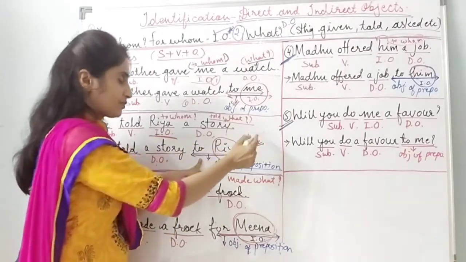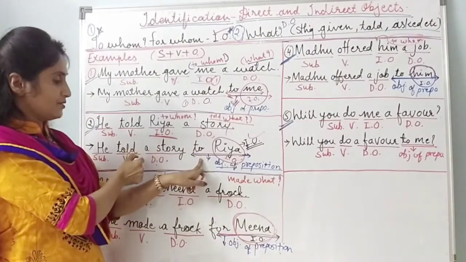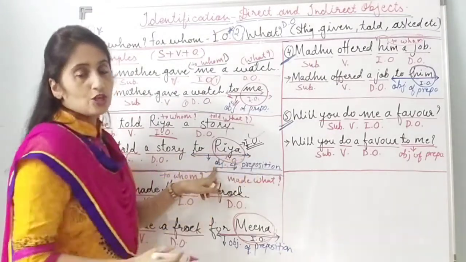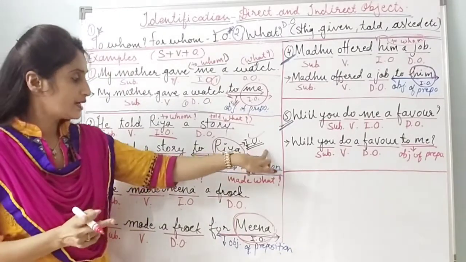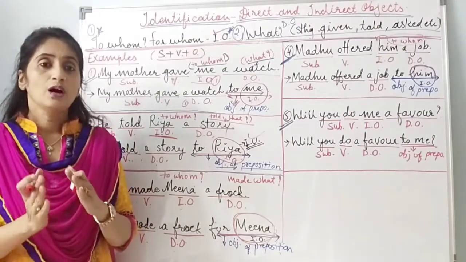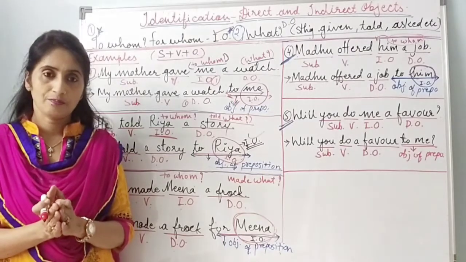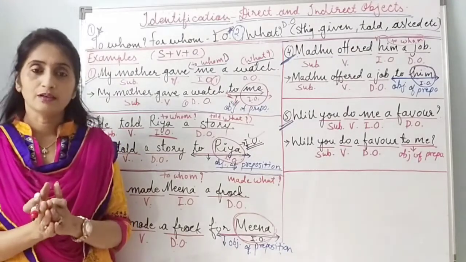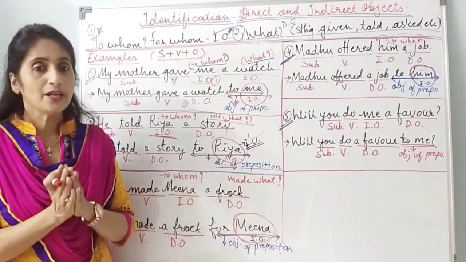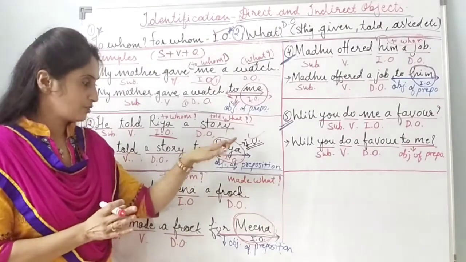In the first sentence, Riya is the indirect object. But as it has occurred with the preposition in the second sentence, it has become the object of the preposition. Don't get confused between the indirect object and the object of the preposition. When the object comes just after the verb, it is the indirect object. And when it occurs with the preposition, it becomes the object of the preposition and not the indirect object. Fine, I hope that you have understood this.